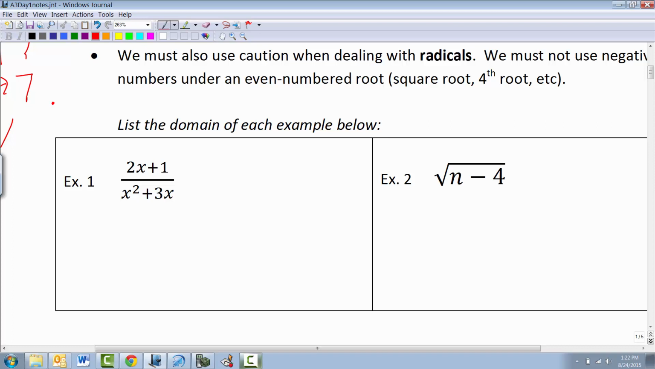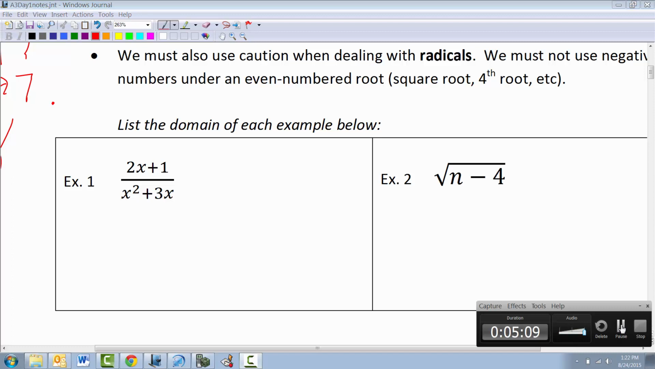So I'm going to pick some groups. You guys, okay, hold on. You guys talk amongst yourselves. What do you have to do for example 1 in order to maybe get it ready to figure out what I can or cannot plug in for x? And then I'll pick a group to get on here with the calculator. So, give you a little hint.